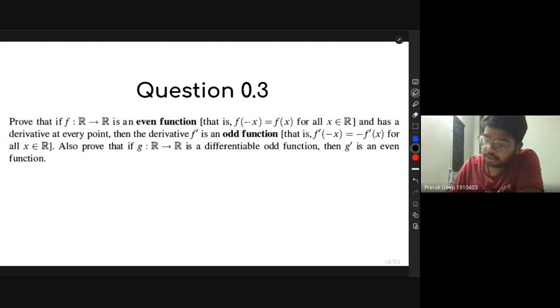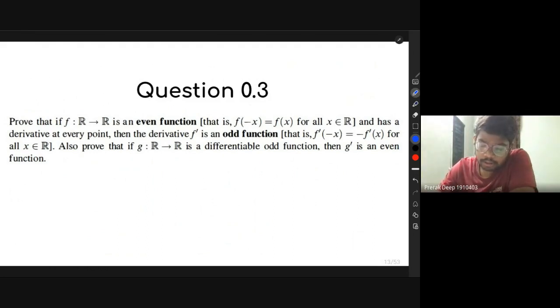The definitions are also given in this question. A function is said to be even if f of minus x is equal to f of x for all x in R. Similarly, a function is said to be odd if f of minus x is equal to minus f of x. Okay, so assuming these definitions are clear to you, we can move ahead with the question.